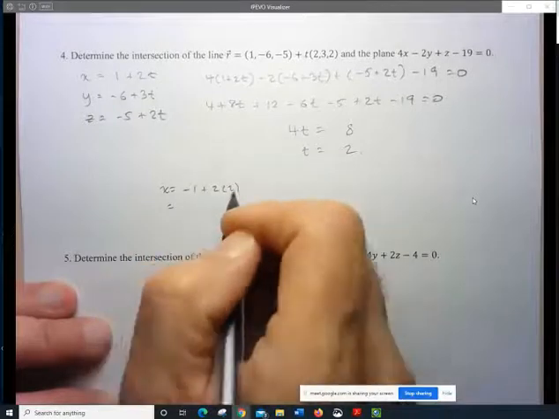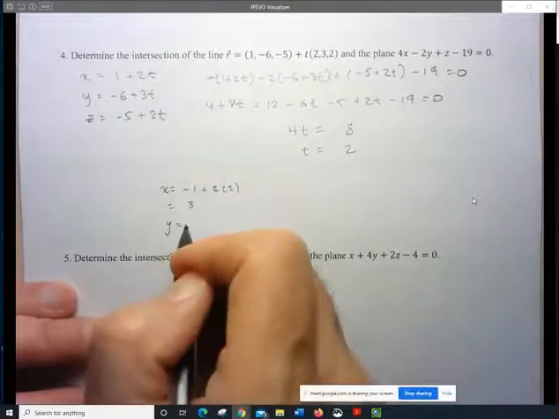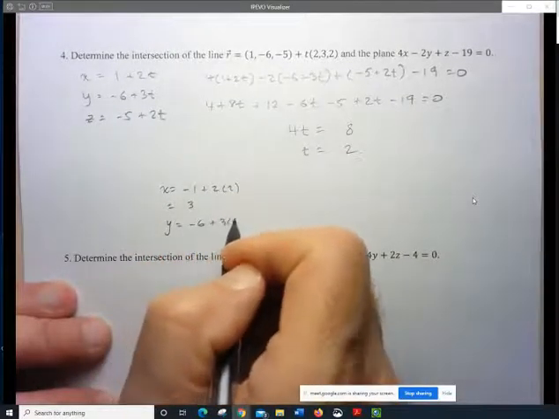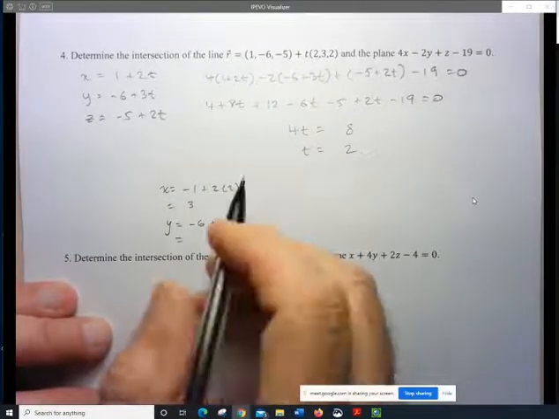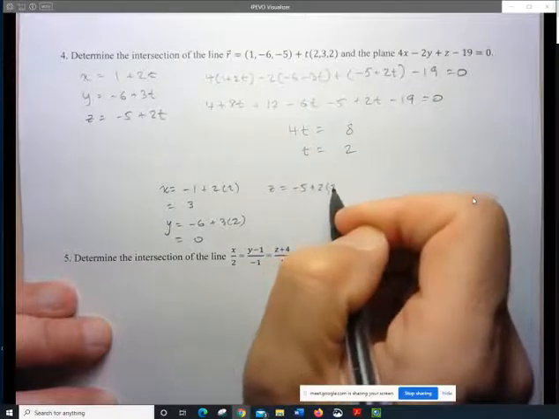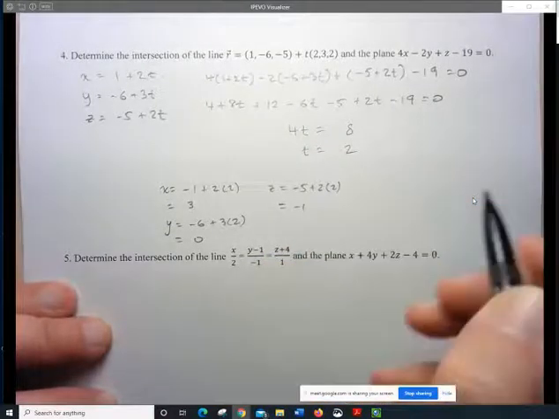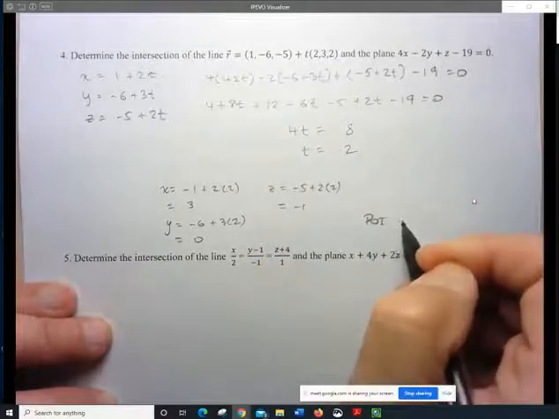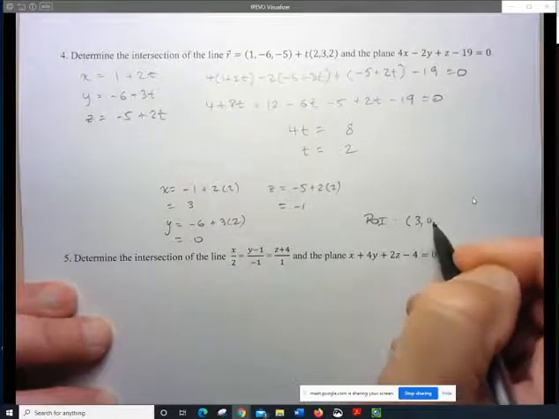Okay, so here x is equal to negative 1 plus 2 times 2. So what is that? Negative 1 plus 4 is 3. Y is equal to negative 6 plus 3 times 2. So it's negative 6 plus 6. That looks like 0. And z is negative 5 plus 2 times 2. So negative 5 plus 4 is negative 1. So it looks like my point of intersection is 3, 0, negative 1.